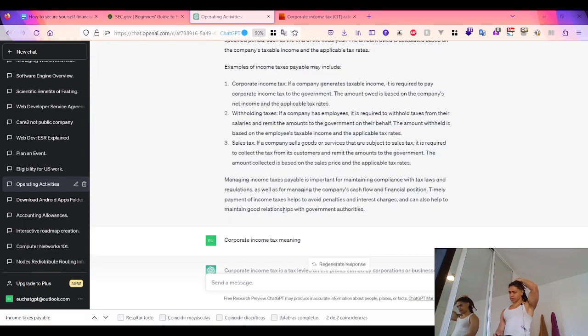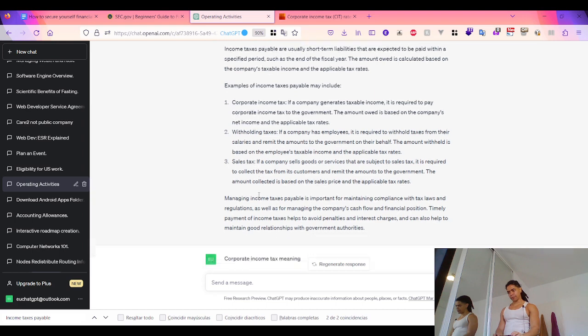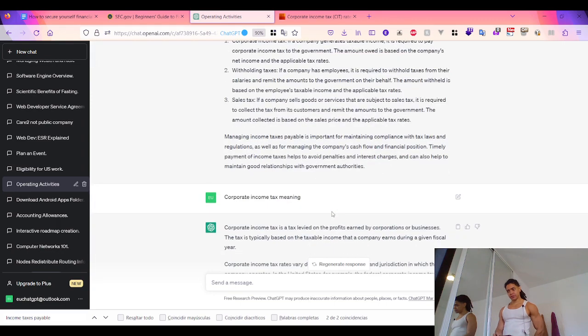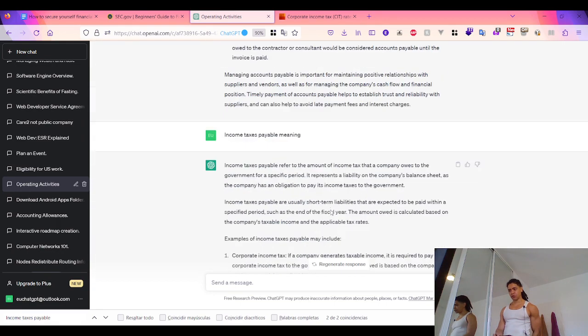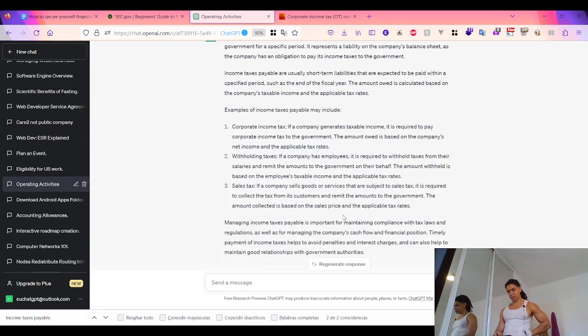So this is withholding taxes and sales tax. If a company sells goods and services that are subject to sales taxes, it is required to collect the tax. So corporate taxes are based on the company's profits, and in the United States it is a flat rate of 21%. With withholding taxes, if a company has employees, it is required to withhold taxes from their salary and remit the amount to the government. And then you have sales tax.